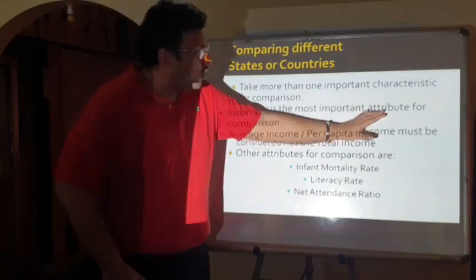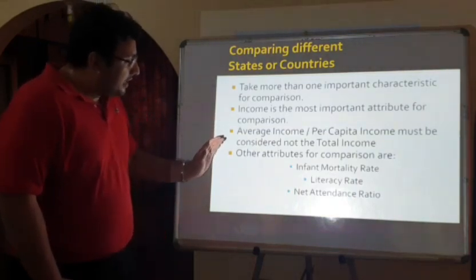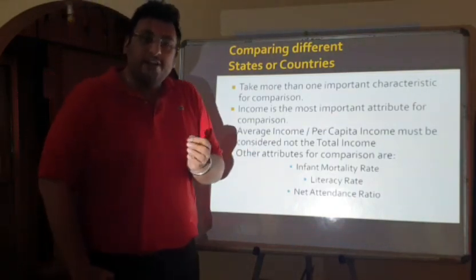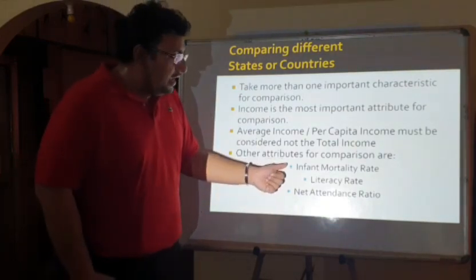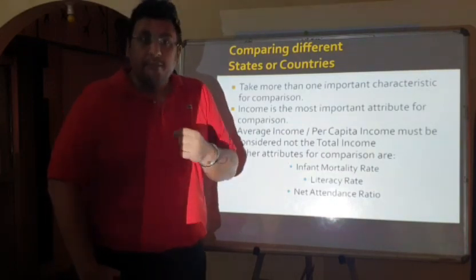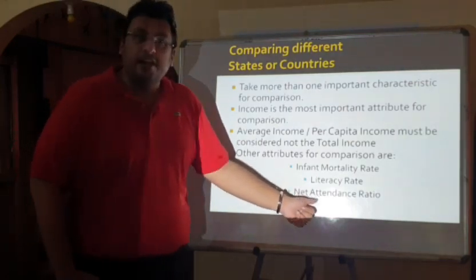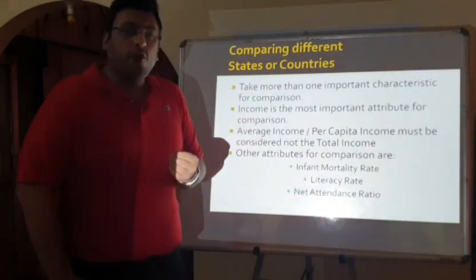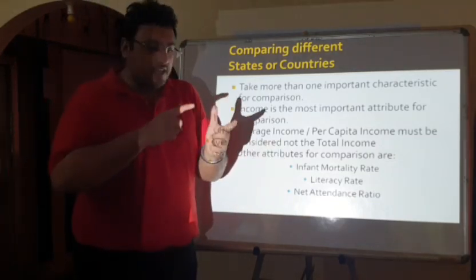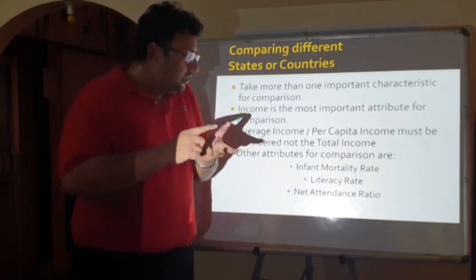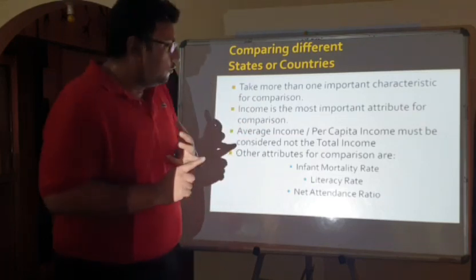Income is the most important attribute for comparison. True, very true. But other than income, we also take into consideration these three different aspects. First is infant mortality rate, IMR. Second is literacy rate. And third is net attendance ratio. So apart from income, three more criteria. First is income, second is infant mortality rate, third is literacy rate, and the fourth one is net attendance ratio.